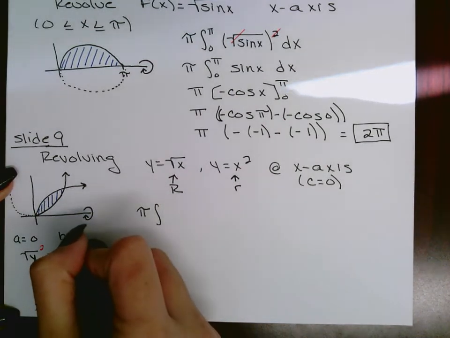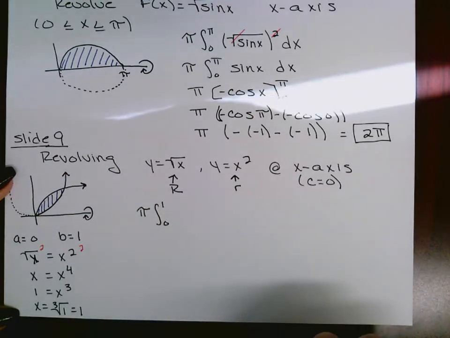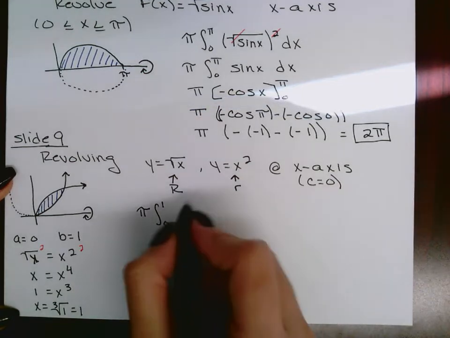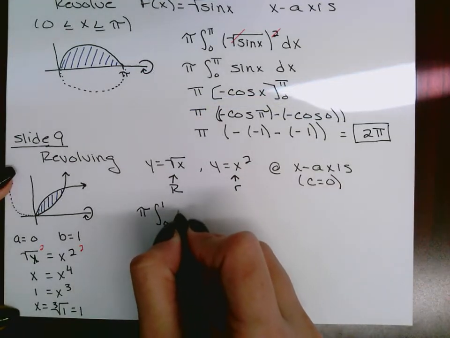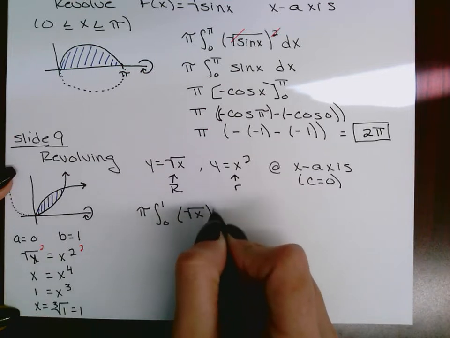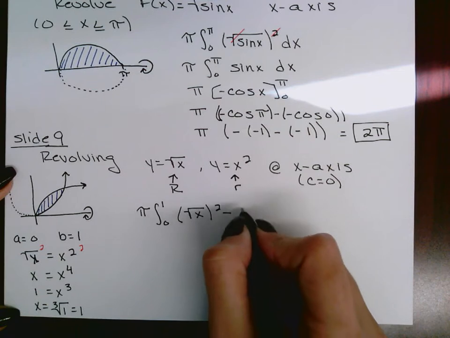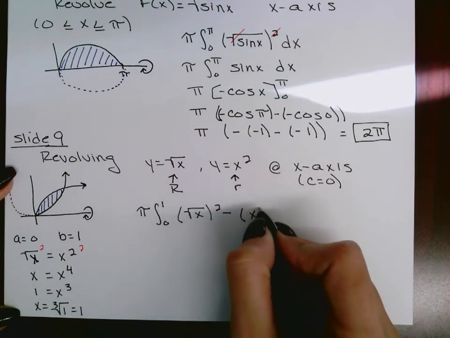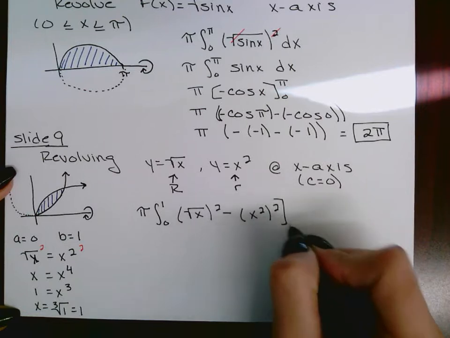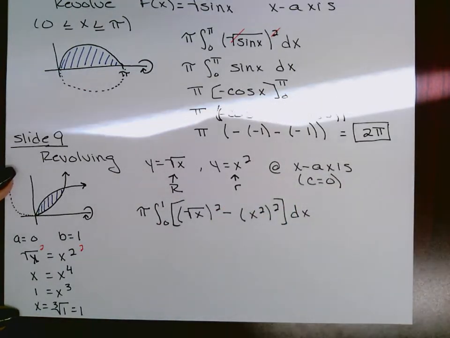So that's what lets me know that my b is 1. So I'm going from 0 to 1. Okay? And now I need to write, I don't have a c, so I'm just going to write my capital R squared. My capital R we said was square root of x. Right, and then the formula has a minus, and then my little r, which is x squared, squared. Okay? All of this dx.